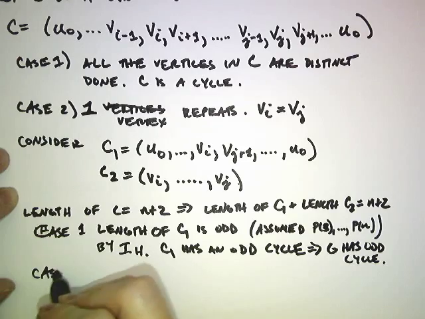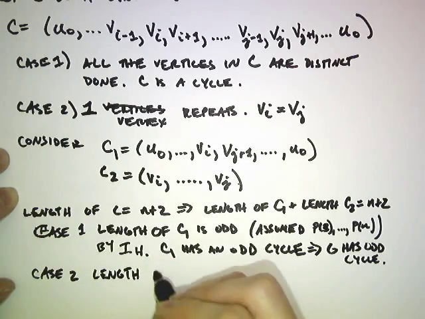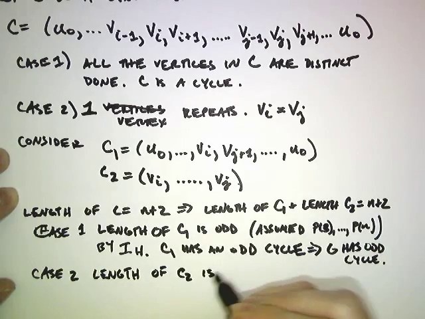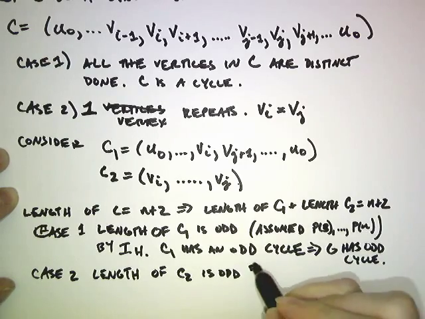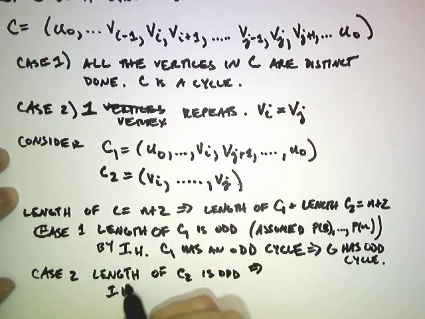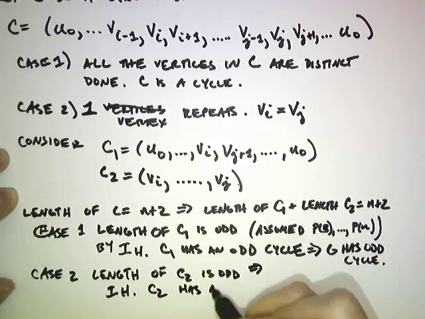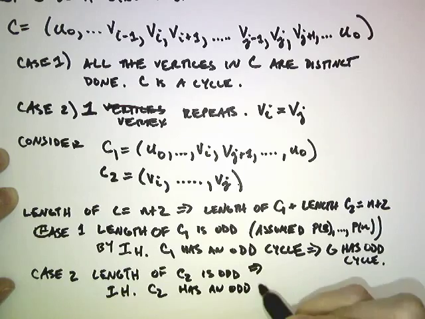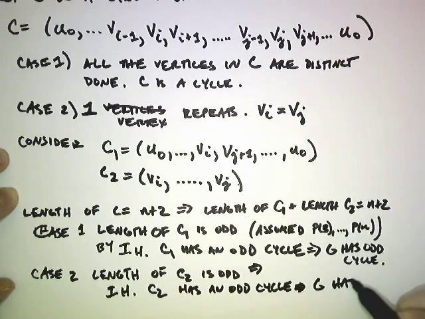Case 2 is pretty much the same. If the length of C2 is odd, then it's less than n plus 2. It's odd, so it must correspond to one of these P3, P5, P7, all the way up through P of n. So this implies that by the inductive hypothesis, C2 has an odd cycle, which implies G has an odd cycle.